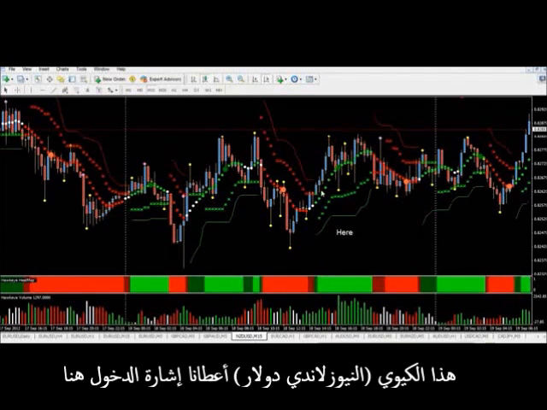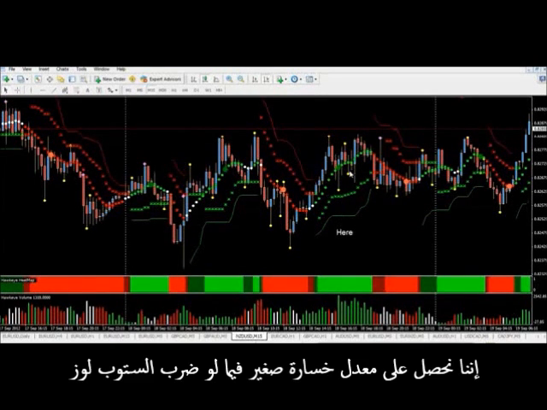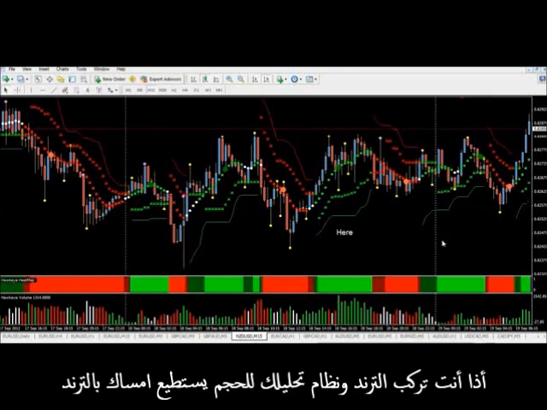This was the Kiwi, which gave us a signal to enter here, but then there was a fairly volatile move down here which stopped us out. The great thing about these strategies is that you're stopped out on average with a smaller loss than when you're stopped out with a win. So you're riding the trends, and this volume price analysis software gets you out of the trends that are not going to continue.